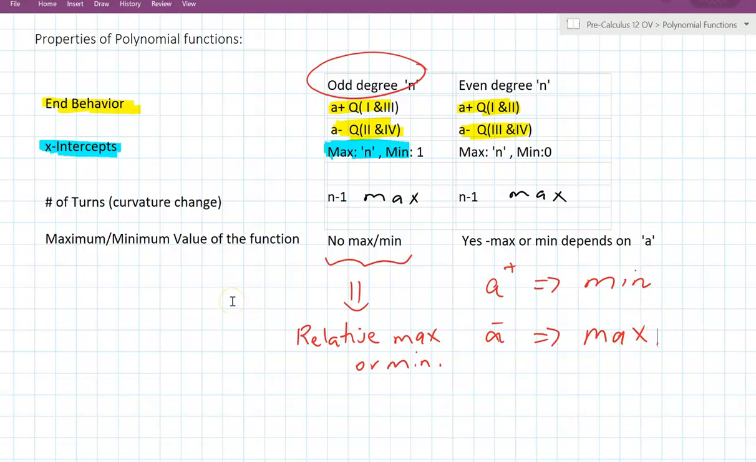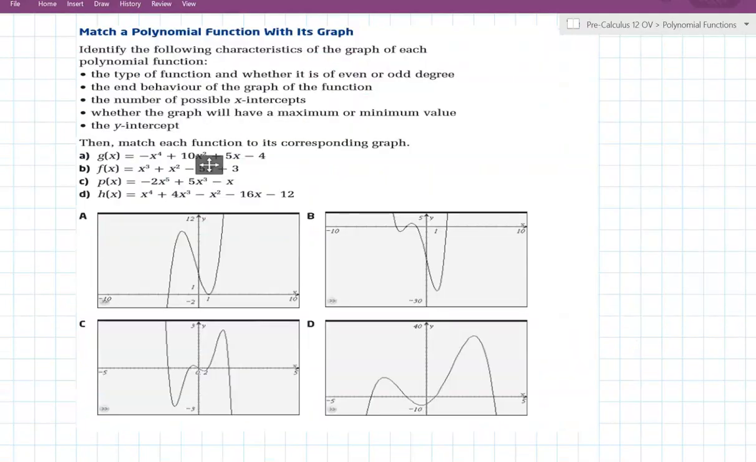I encourage you to play around with different functions and look at some of the behavior. Write it out on a separate sheet of paper and analyze each of the graphs. The next section is to find the zeros of the polynomial functions. But before we go ahead with finding x-intercepts of the polynomial, let's do an example of a question where we have to match polynomial functions with their graphs.